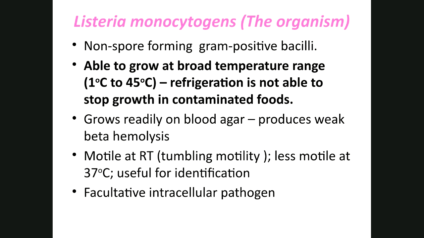Listeria is a gram-positive bacillus. Now, till now, what we have seen is that all the organisms were gram-negative. Now, this is a gram-positive organism, and another very important feature of this organism is that it can grow and remain alive through a wide range of temperature. What is the importance of this organism being able to grow at 1 degree C? Anybody?